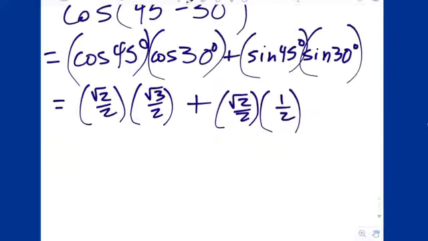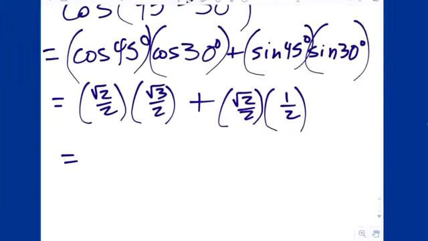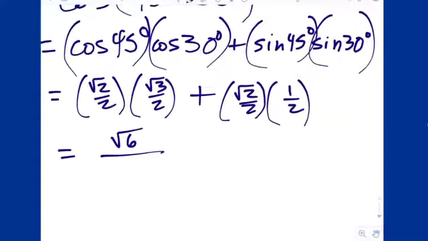Okay? So now we're going to simplify that. If you just multiply straight across, you're going to get the square root of 2 times the square root of 3, which is what? In the first term, multiplying across. That's the square root of 6, right? Remember, you can multiply radicals together by putting them under the same radicand. And then in the bottom, 2 times 2, that's 4. And in the second term, square root of 2 times 1 is square root of 2 over 4.